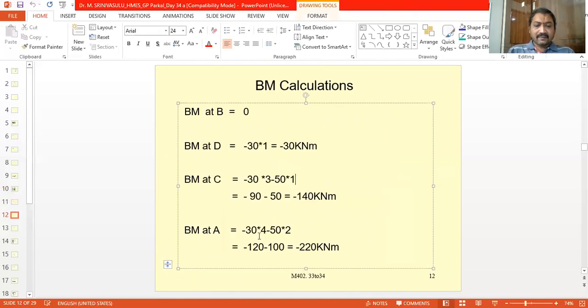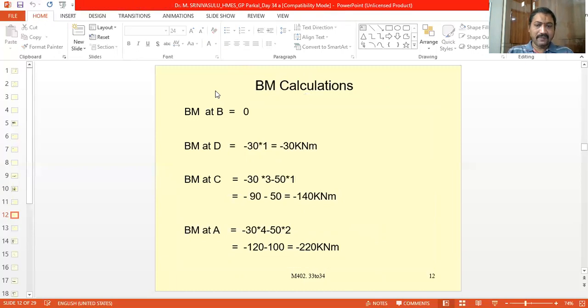So first one is 30 into 4, that is minus 120. And the second thing is minus 50 into 2, that is 25 into 2 into 1 plus 1, that is 50 into 2, that is minus 100. So this becomes minus 220 kilonewton meters. So this is the bending moment at the points A, B, C, D. Then we have to locate these points on the diagram first of all. So B is 0, D is minus 30, C is minus 140, A is minus 220.